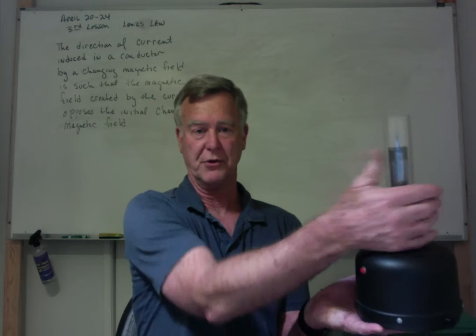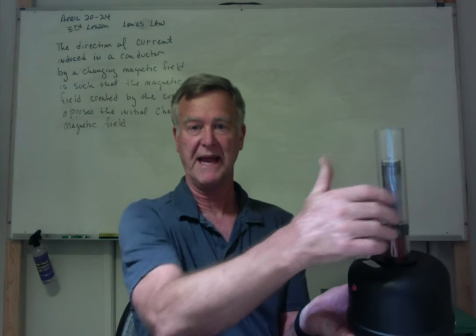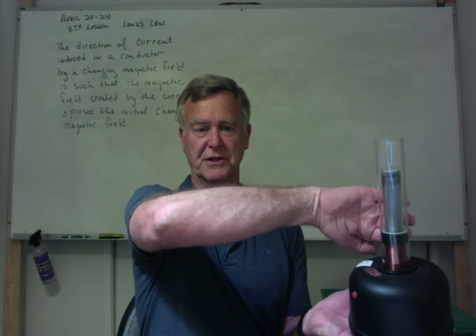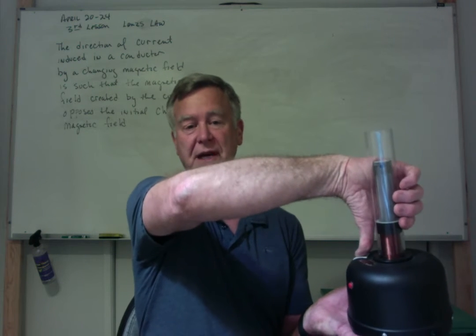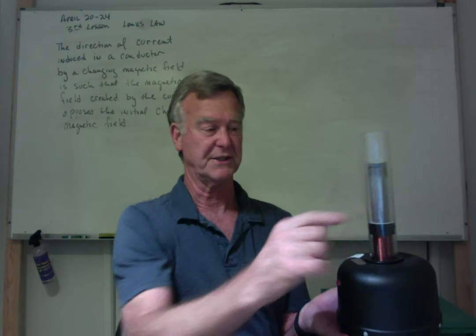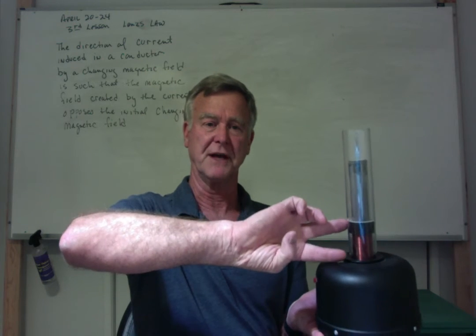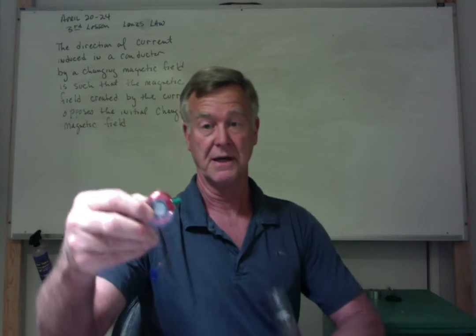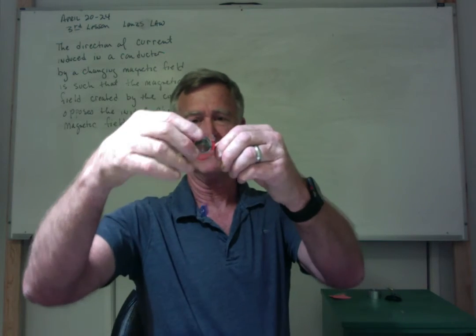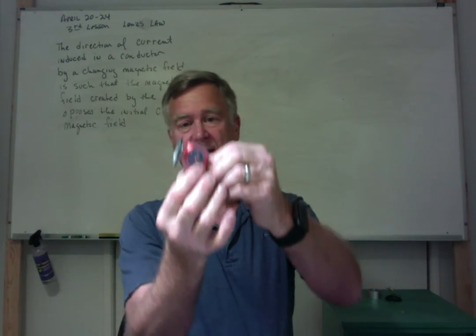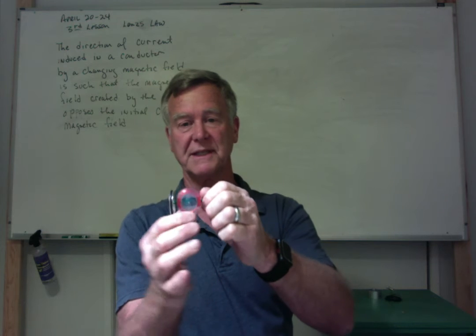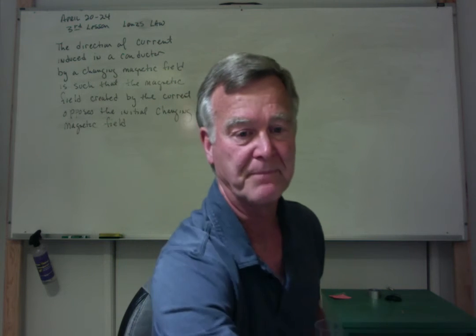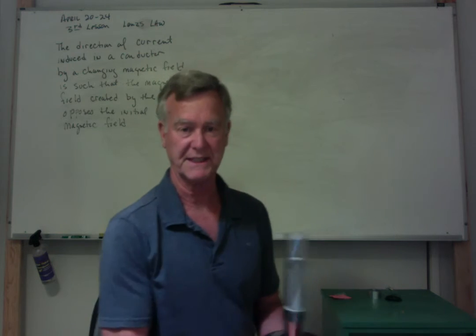So if the current is going this way, it's an electromagnet. But then every 60 times every second, the direction of the current switches. So now it switches this direction, and then it goes this way. So there is a magnetic field which is switching back and forth. It's very similar to this, where this magnet inside of here is spinning back and forth 60 times every second, or however many times every second that I spin it. So now what's going to happen is this.